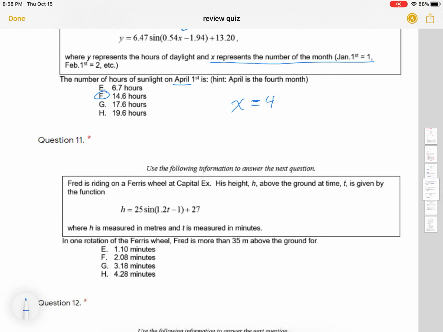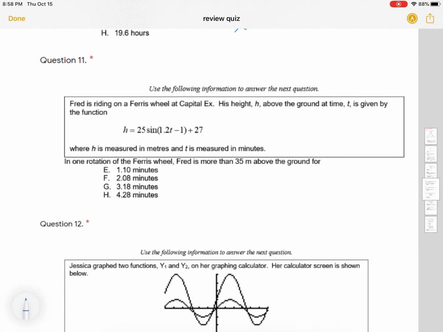Fred is riding on a Ferris wheel at Capital X. His height above the ground is given by the following function, where h is measured in meters and t in minutes. So h is meters and t is minutes. In one rotation of the Ferris wheel, Fred is more than 35 meters above the ground for how long?